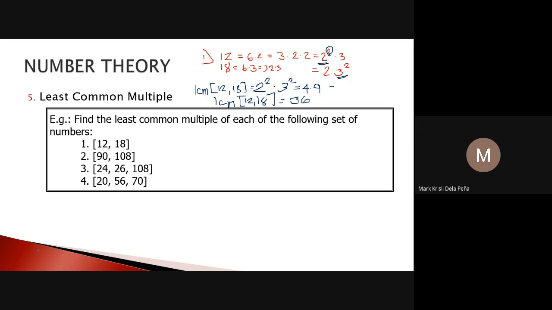Next, let's try to solve number 2. That's 90 and 108.